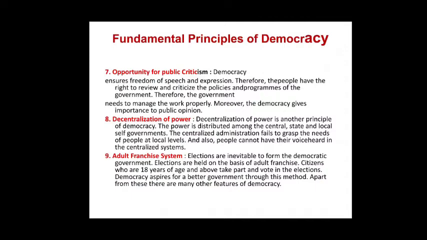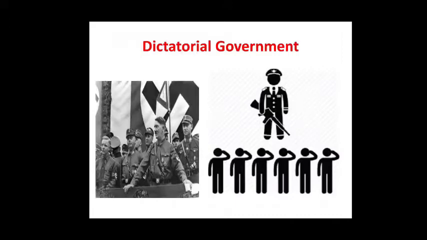Another one, adult franchise system. So any citizen can participate in the election. Citizens who are 18 years of age, as we already know, adult franchise system. Elections are inevitable to form a democratic government. Elections are held on the basis of adult franchise. Citizens who are 18 years of age and above take part in voting in the elections. Democracy aspires for a better government through this method. Apart from this, there are many other features of democracy.